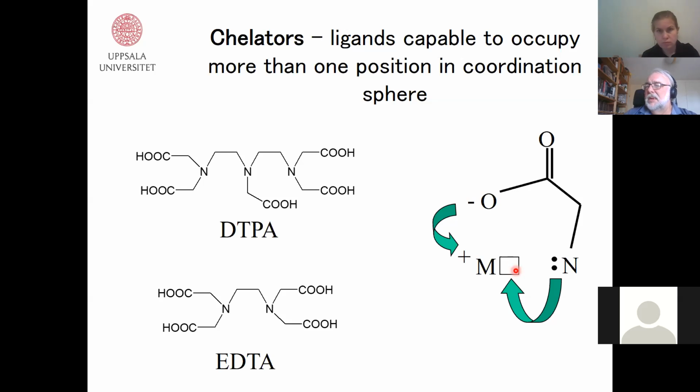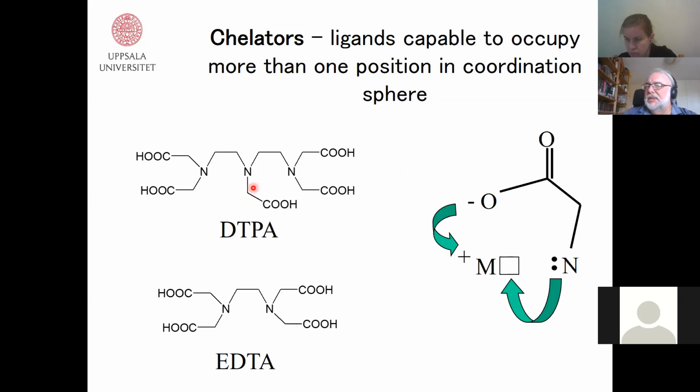So such multifunctional ligands are called chelators. Their capacity to occupy certain positions in the inner sphere is called denticity, from dent, the number of teeth on this chelator.